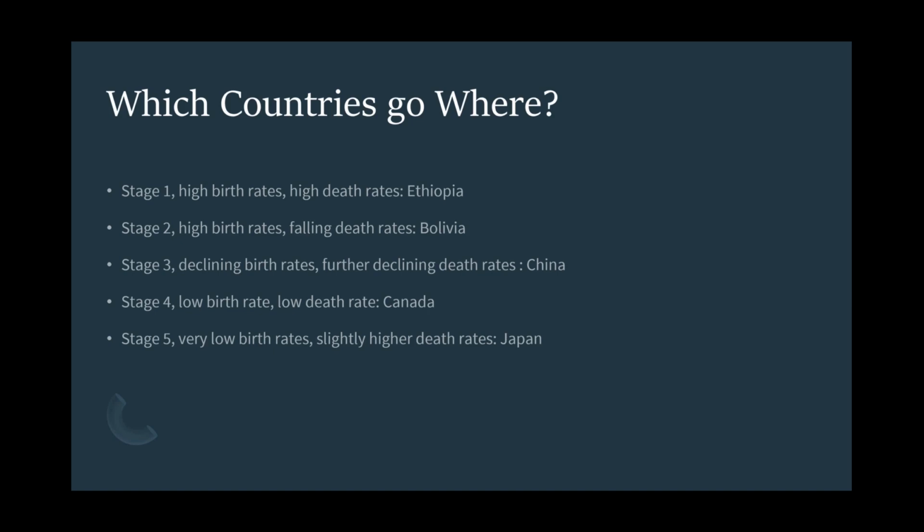And then stage 4, low birth rates, low death rates, a country like Canada, where not a lot of people are giving birth, but also healthcare is very, very well done in that country, and therefore not a lot of people are dying. And then stage 5, very low birth rates, slightly higher death rates, somewhere like Japan, where they're beginning to have issues with this and trying to encourage people to have more children to ensure that the population doesn't drop too low.